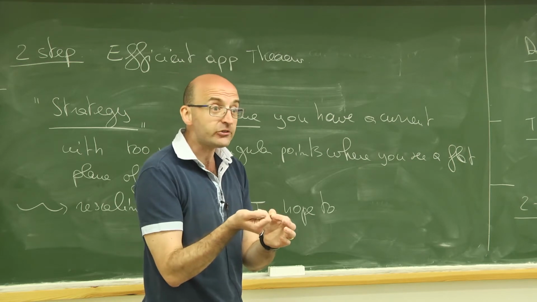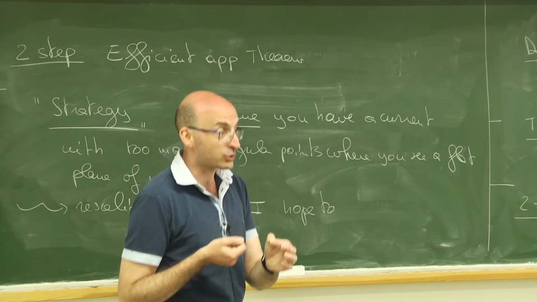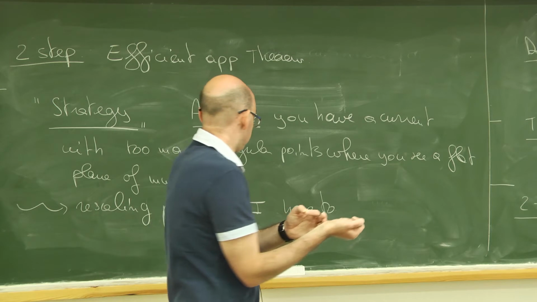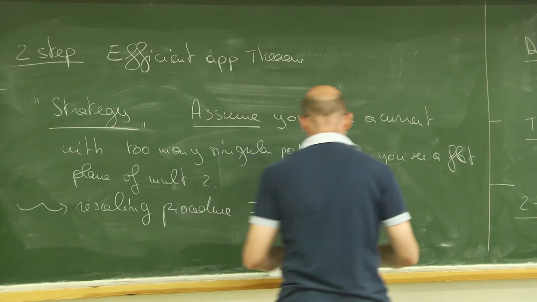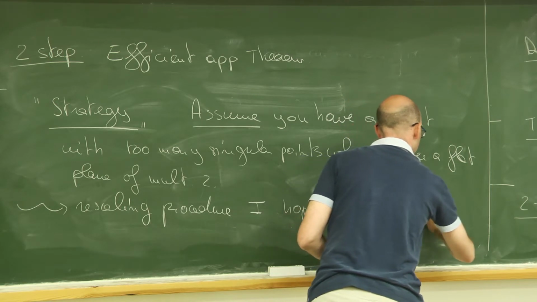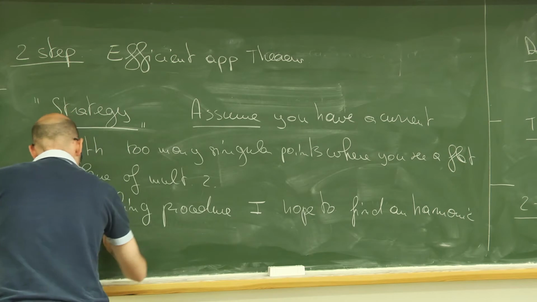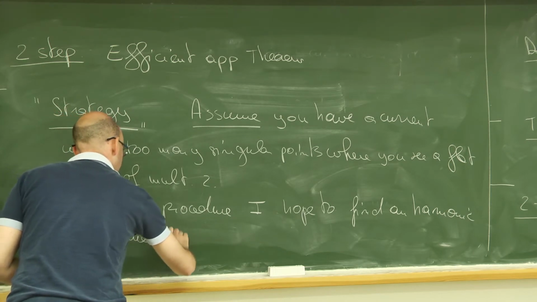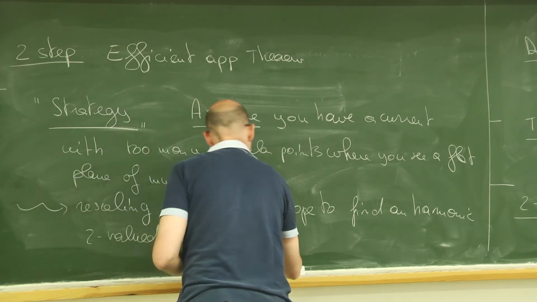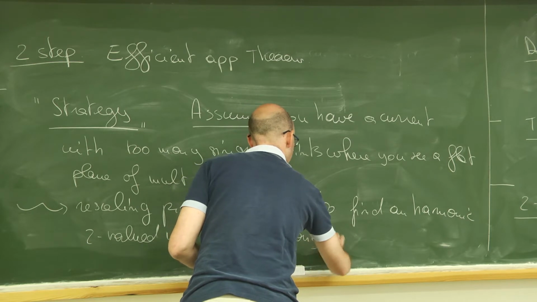And if this were the case, since I have too many singular points for the current, I would get actually an harmonic function with too many singularities. Okay? So rescaling procedure, I hope to find an harmonic two-valued map with too many singularities.